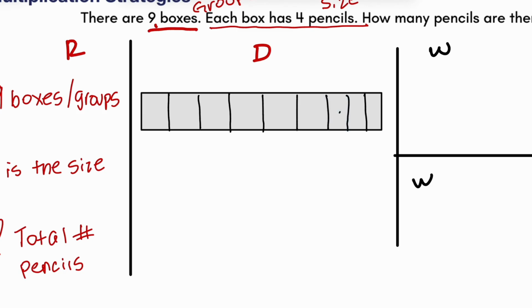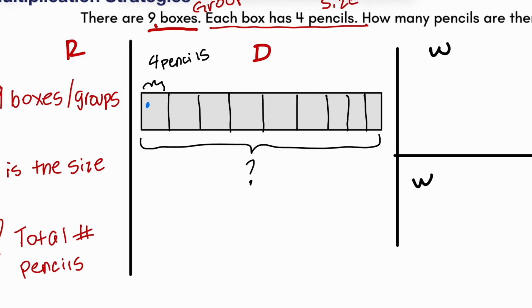Always double check. Okay? Now, since I'm looking for a total, I'm going to put a question mark to represent this whole strip diagram. Okay? And I need to identify my size again. So what's my size? 4 pencils. Okay, so now I'm going to put 4 pencils in each of these boxes. 1, 2, 3, 4. Notice every time I put the number of pencils, I'm going to write it underneath.